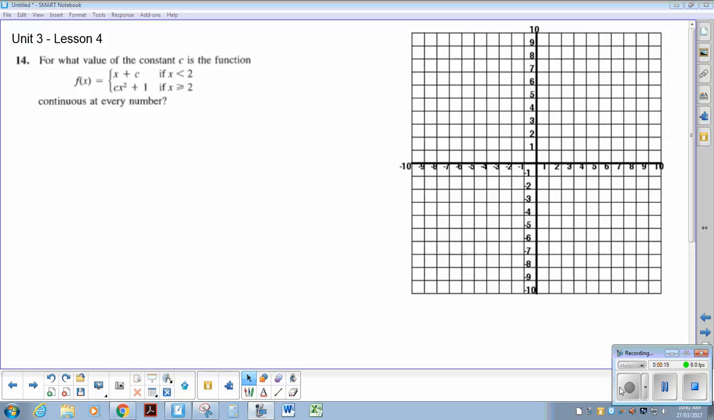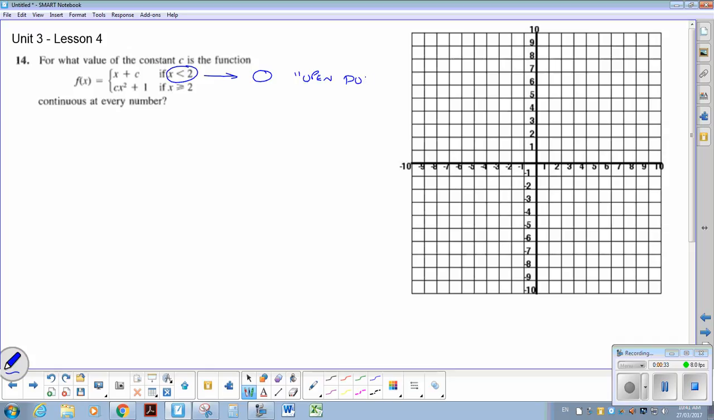So what we want to do is create a continuous function. This one is going to create the first function because it's just less than 2. We'll have an open dot. This one is greater than or equal to, so that means we want a closed dot. Therefore, we want the closed dot and open dot to overlap.